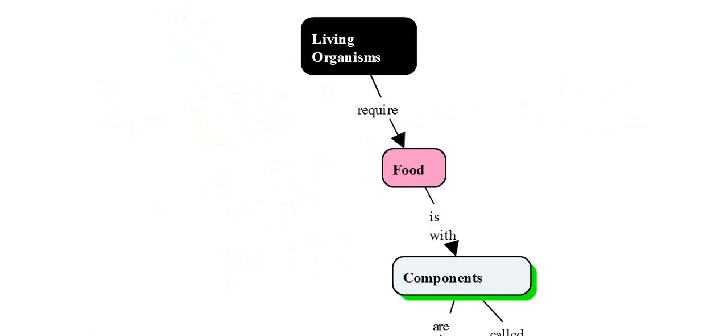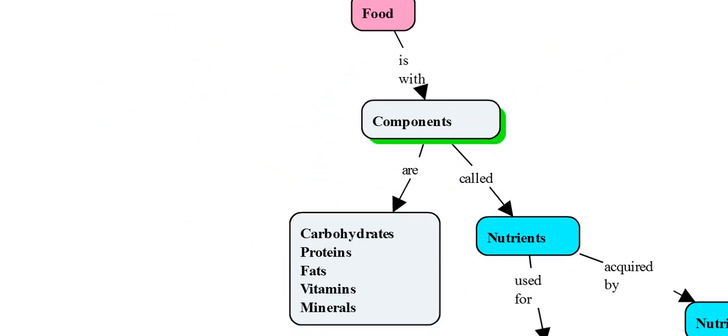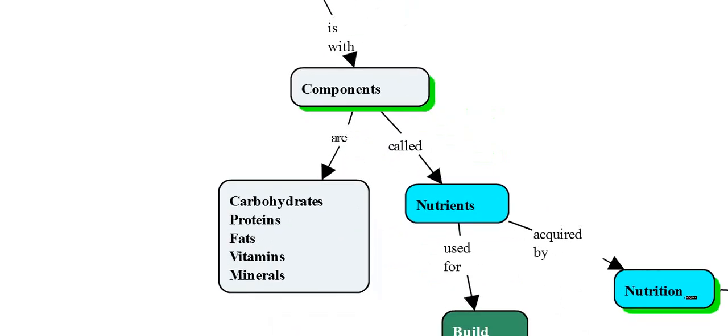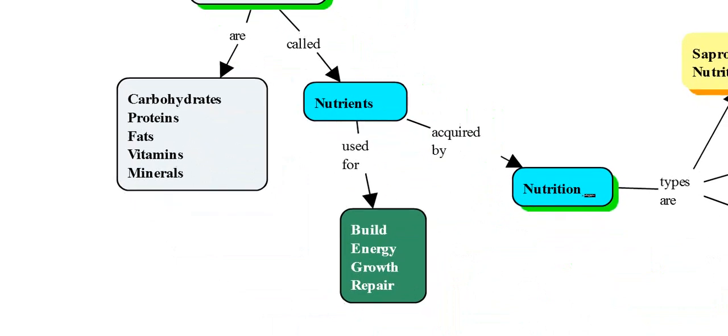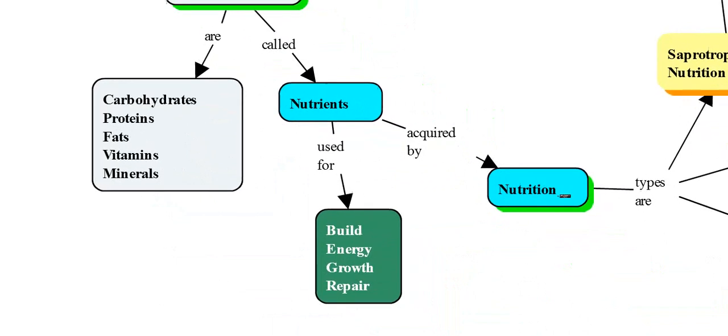Living organisms, for example trees, plants, and animals, including us, require food. Food has many components: carbohydrates, proteins, fats, vitamins, and minerals. These components are called nutrients. Nutrients are used for building the body, for getting energy, for growth in the organism, and for repair of tissues.